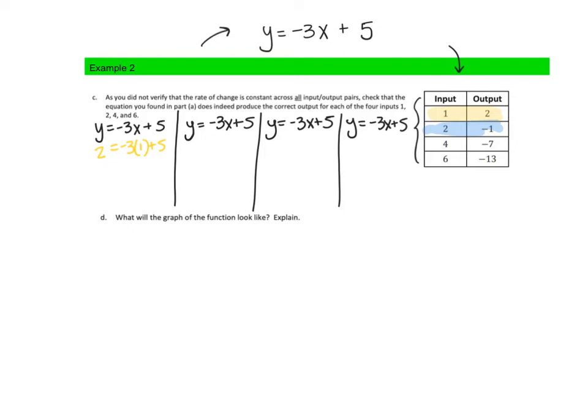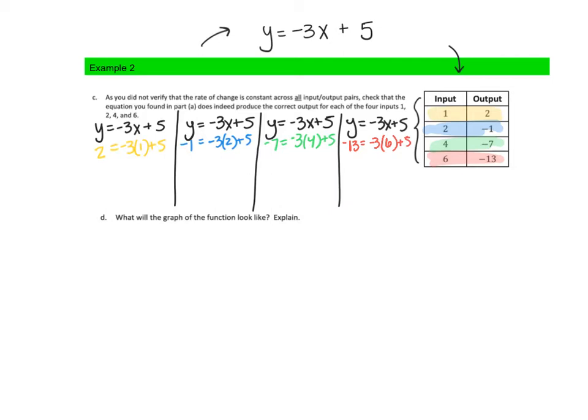My x is a 2, and my y is a negative 1. Third row, do it in green. It's going to be negative 7 equals negative 3 times 4 plus 5. And then the last row, I'll do it in red. Negative 13 equals negative 3 times 6 plus 5. Okay, so right now I want you to go ahead and try to solve maybe that first one, and then we'll go through and do the answers for each of these, okay?